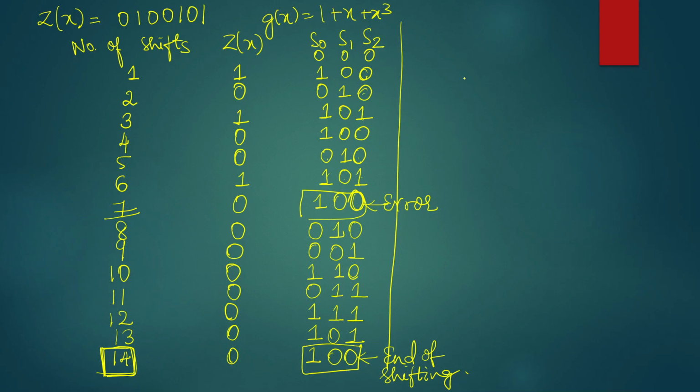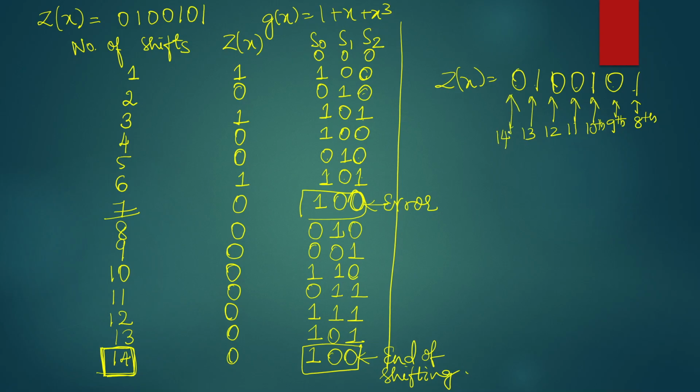So what we do, we rewrite this Z again, 0 1 0 0 1 0 1. Out of this I'll go from extreme right, 1 2 3 4 5 6 7, then come back again to the extreme right. So this is the 8th shift, bit corresponding to the 9th shift, 10th, 11th, 12th, 13th, and then lastly it is 14th. So by this we got to know that the error is located in the first bit.